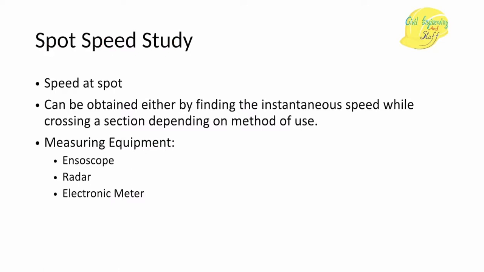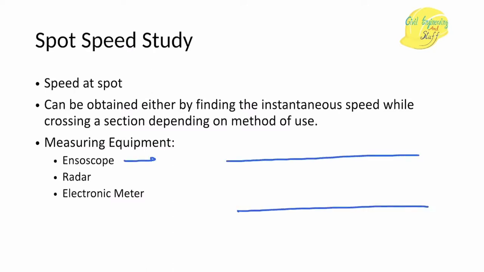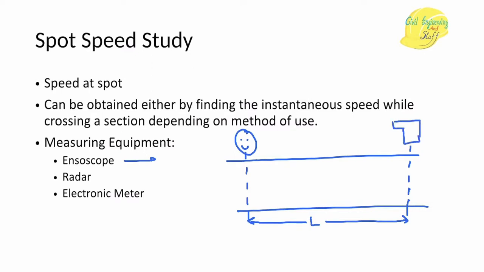Let us discuss in brief what the enoscope is. Basically, the enoscope is a very basic device. Suppose we have a road section under observation, and of course we know the length of this road section. At one end of this road we have the observer noting down the vehicle that is entering the road section, and on the other side we have the enoscope. The enoscope has a mirror, and this mirror enables the observer to see when the vehicle crosses this part of the road section.